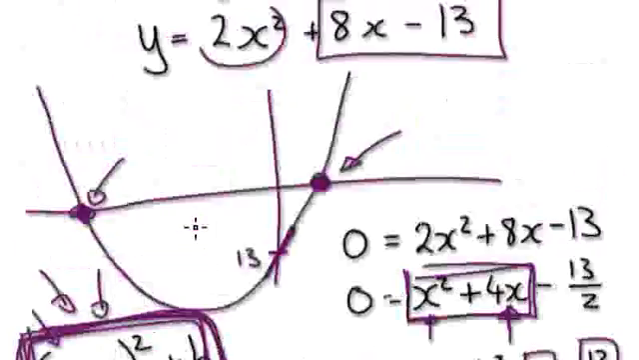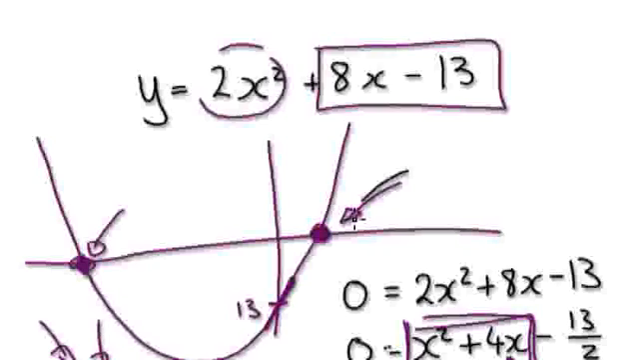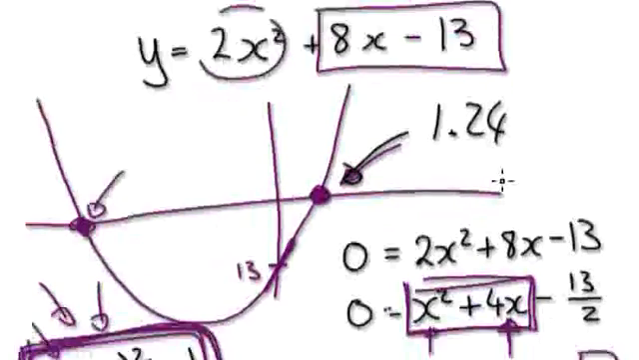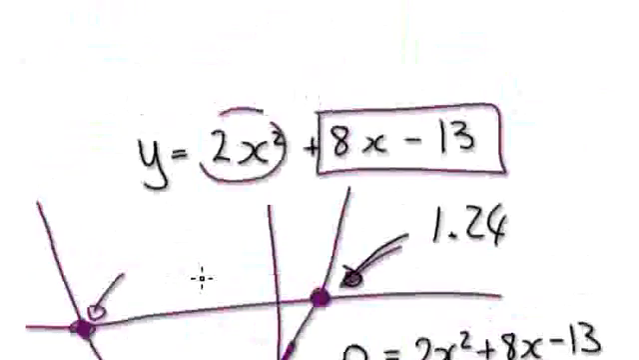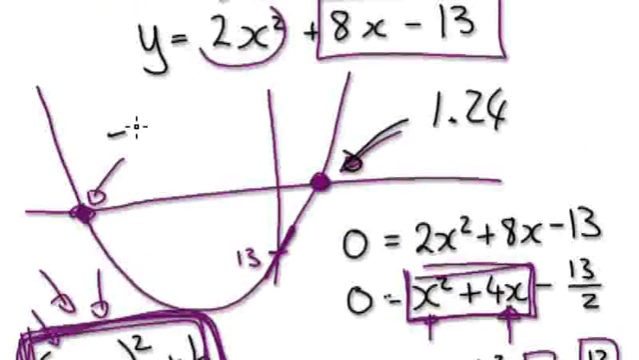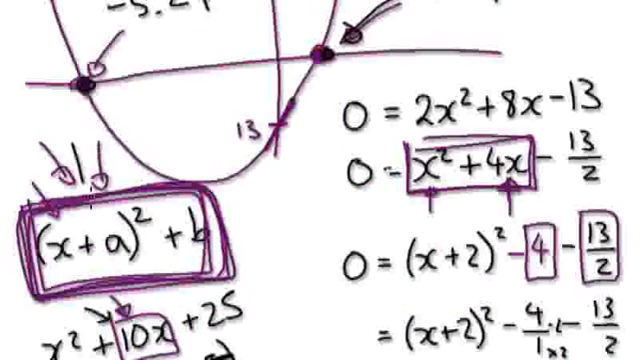So going back to our original diagram here, the first solution is 1.24. So this here is 1.24. Okay, and the other one is negative 5.24. Okay, so there we just found these 2 points.